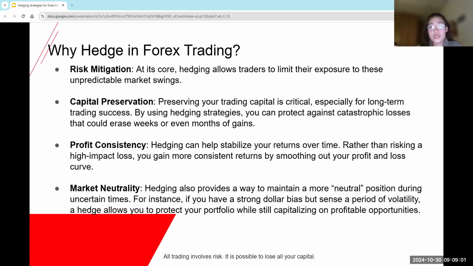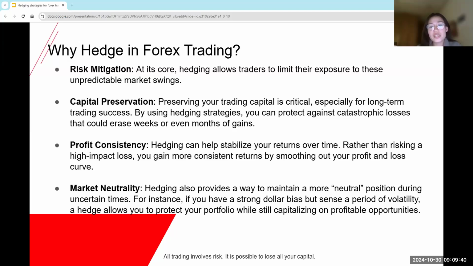Number three, profit consistency. So hedging can help to stabilize your returns over time. Rather than risking a high impact loss, you gain more consistent returns by smoothing out your profit and loss curve. Number four, market neutrality. Hedging also provides a way to maintain a more neutral position during uncertain times. So, for instance, if you have a strong dollar bias but sense a period of volatility, a hedge allows you to protect your portfolio while still capitalizing on profitable opportunities.